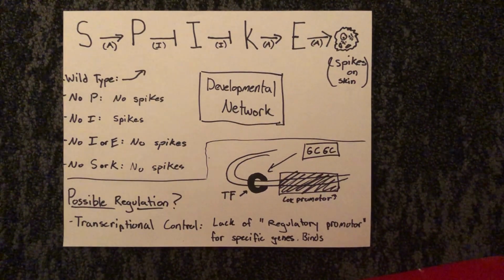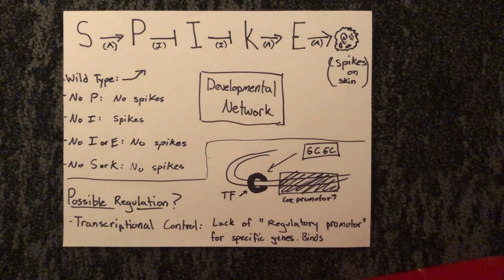What's up, everyone? Today we are going to be going over developmental networks and how the expression of certain genes can either promote or inhibit other genes in a certain sequence, which can change the phenotype of individuals.